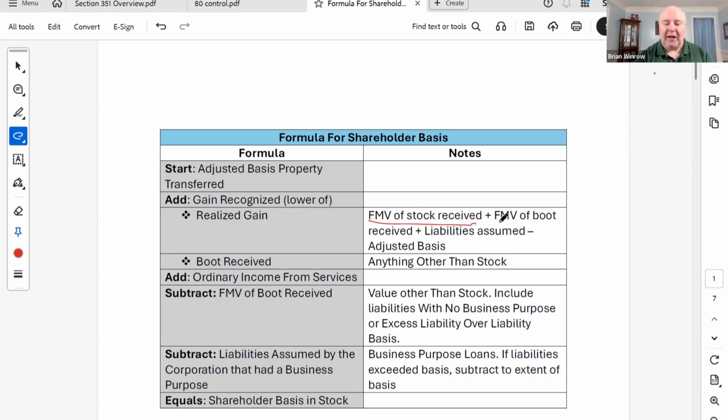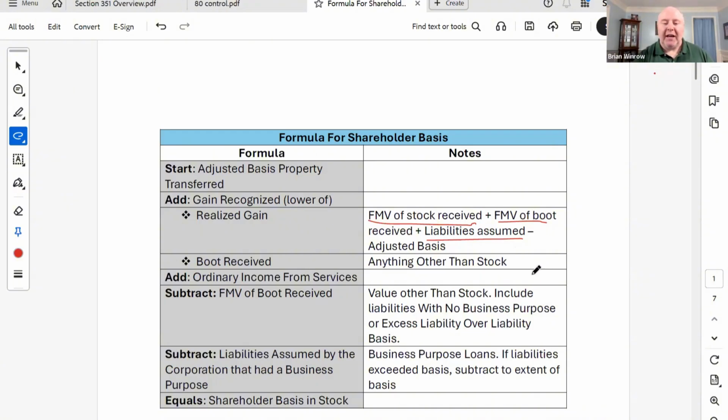So we go fair market value of the stock received plus the fair market value of boot received plus any liabilities that were assumed. And it doesn't matter if it was for a business purpose or a non-business purpose. For this calculation, any liabilities that the corporation is assuming that our shareholder would have previously owned, and we'll work through some problems, of course, minus our adjusted basis. So realized gain, again, is fair market value of the stock received, boot received, liabilities assumed by the corporation, so they're paying those liabilities off for us, minus our adjusted basis.